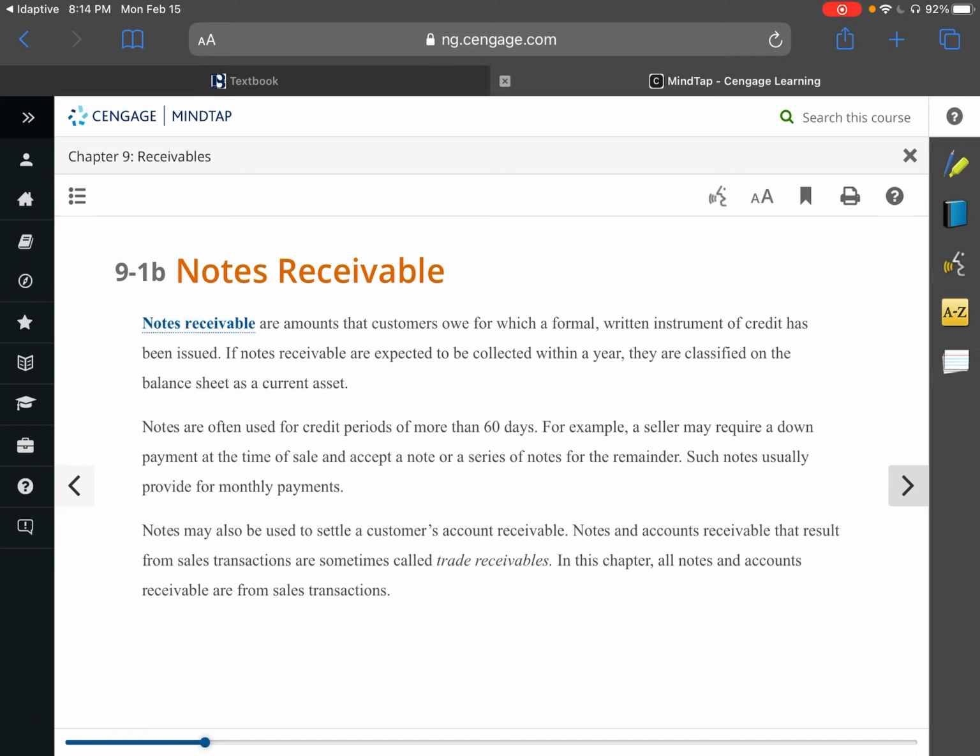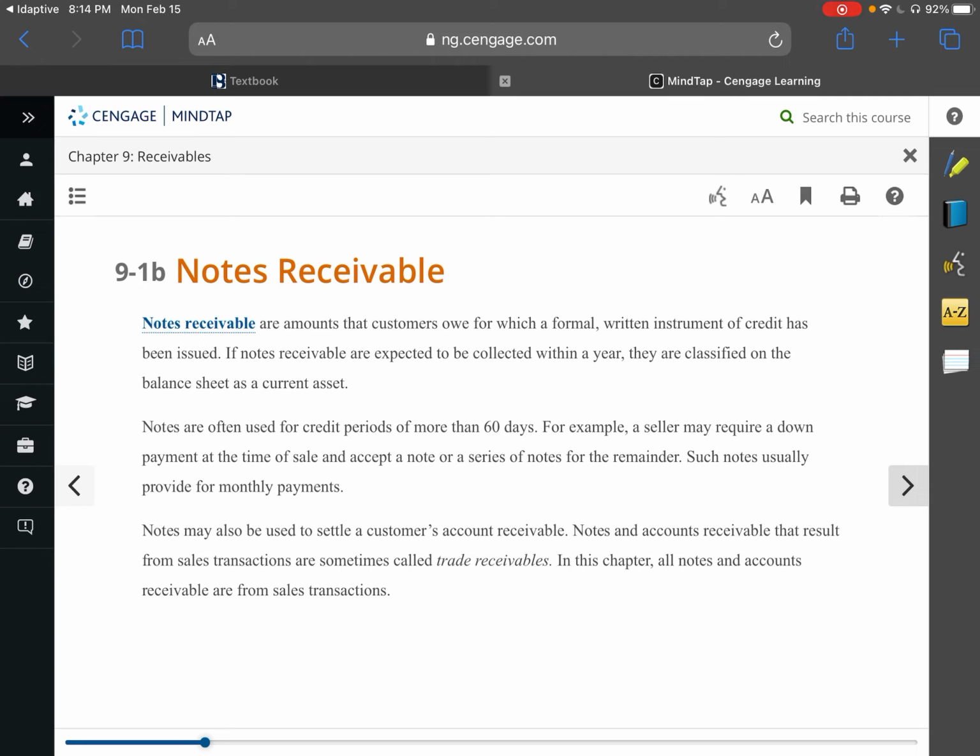All right, so it says notes receivable are amounts that customers owe for which a formal written instrument of credit has been issued, which means you sign a sheet of paper that says, hey, I owe this vendor a certain amount of money. I have 6 months to a year to pay it off, but I'm going to pay a certain interest rate to get this extended period of time.